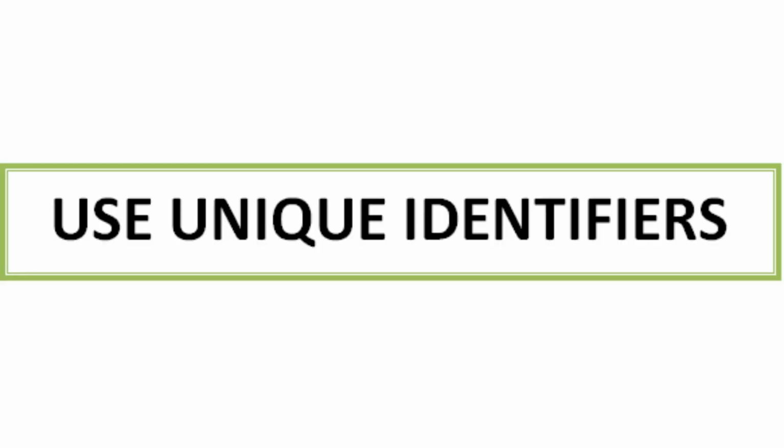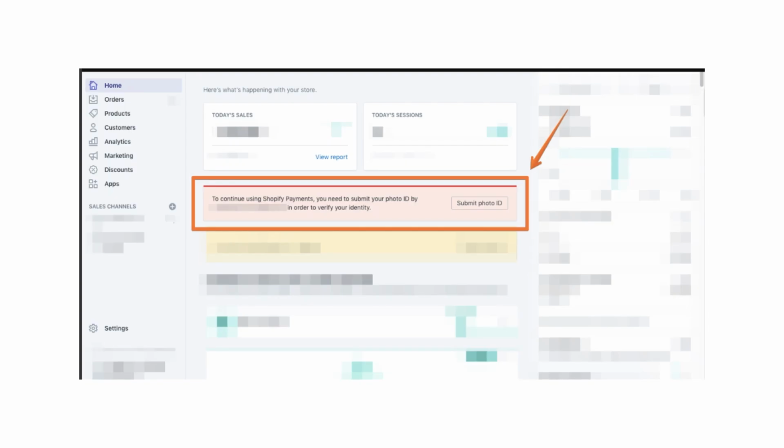Now, the fourth step is to use unique identifiers. Make sure that every product, collection, and page has a unique identifier, such as a SKU, handle, or title. Shopify uses these identifiers to distinguish between different items.